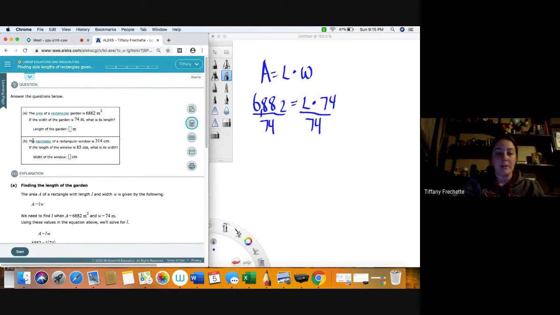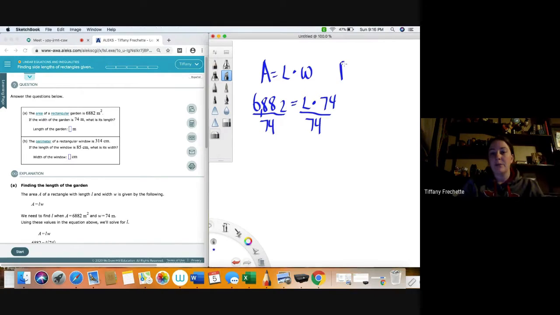And then part B says the perimeter of a rectangle window is 314 centimeters. If the length of the side of the window is 85 centimeters, what is the width? So perimeter of a rectangle equals 2 times the length plus 2 times the width.